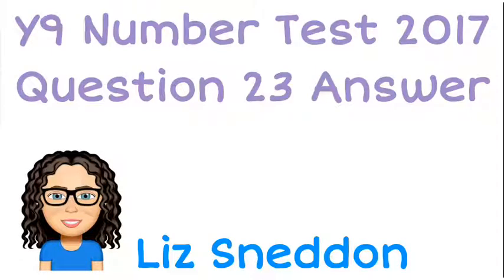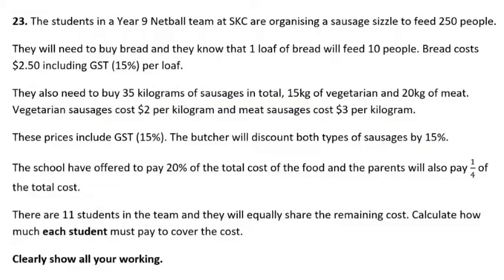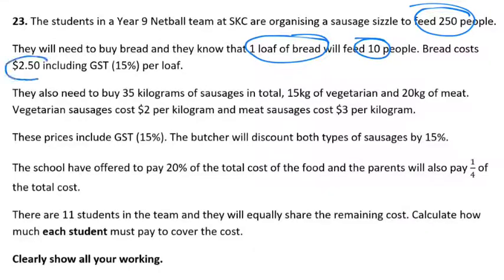Here's the answer for question 23. So we have some information here about a netball team, and they're organising a sausage sizzle to feed 250 people. So they're going to need to buy bread, and they know one loaf will feed 10 people. And bread costs $2.50, including the GST per loaf.